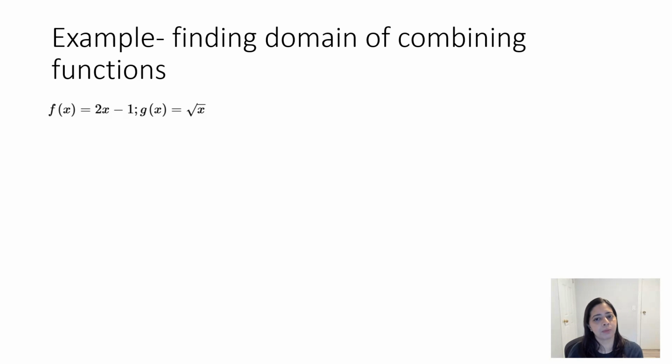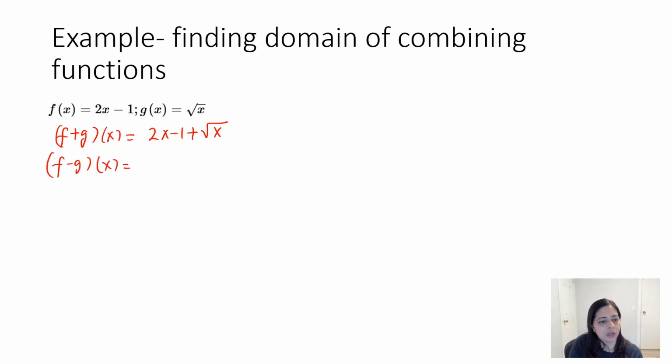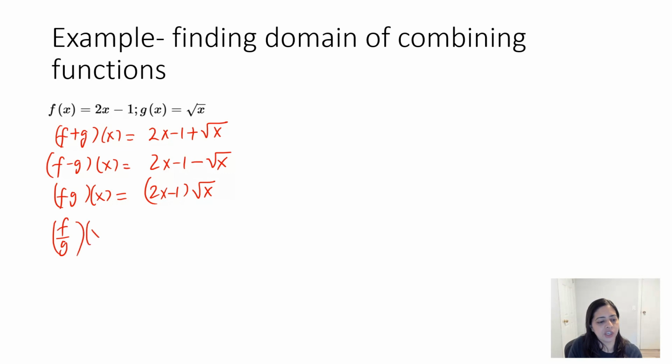So here we have one more example, finding domains of combined functions. We'll combine for all 4 functions. So let's first find those functions. f plus g of x is 2x minus 1 plus square root x. f minus g is 2x minus 1 minus square root x. f times g of x is 2x minus 1 multiplied with square root of x, and f divided by g of x is 2x minus 1 divided by square root of x.